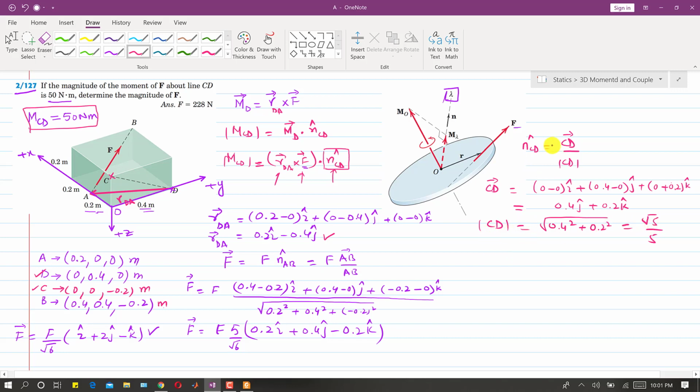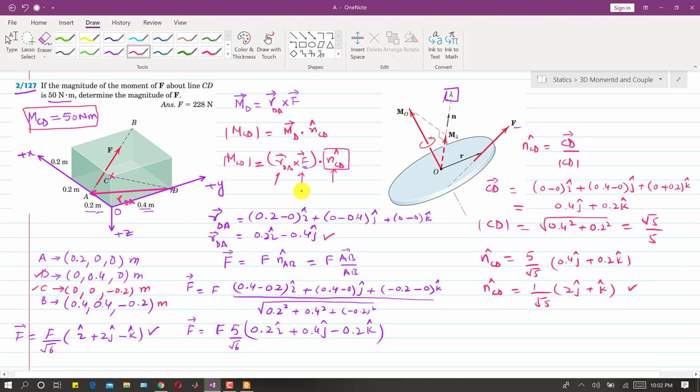Now to find this, we will write n_CD, right? It is 1 divided by the CD magnitude times the CD vector. So 1 by this will be 5 divided by root 5 multiplied by 0.4 J plus 0.2 K. If I simplify this, it will be 1 by root 5, and multiplying the 5 inside, 5 into 0.4 is 2J plus 5 into 0.2 is 1K. So this is the n_CD unit vector, right?